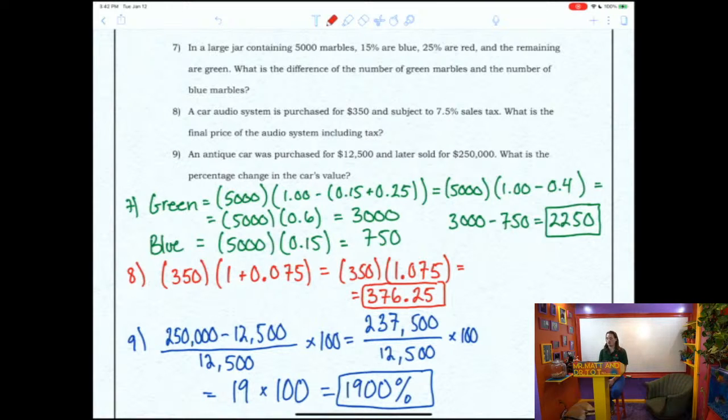350 times 1.075 is going to give us a total cost, including tax, of $376.25, which is the answer to number 8.